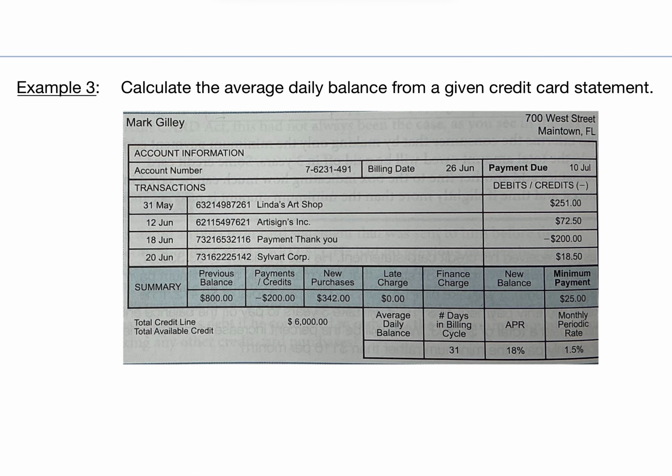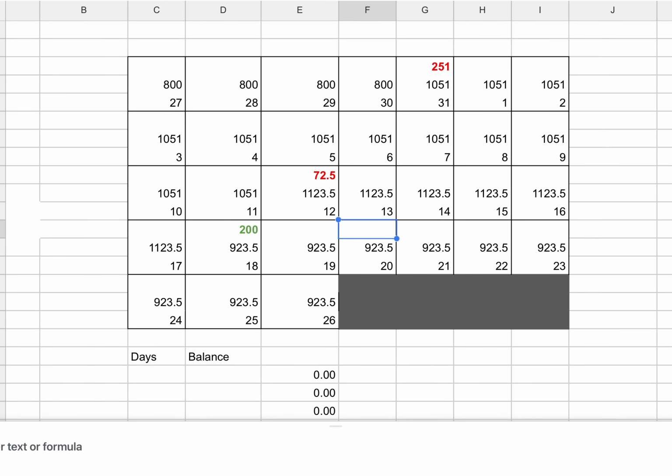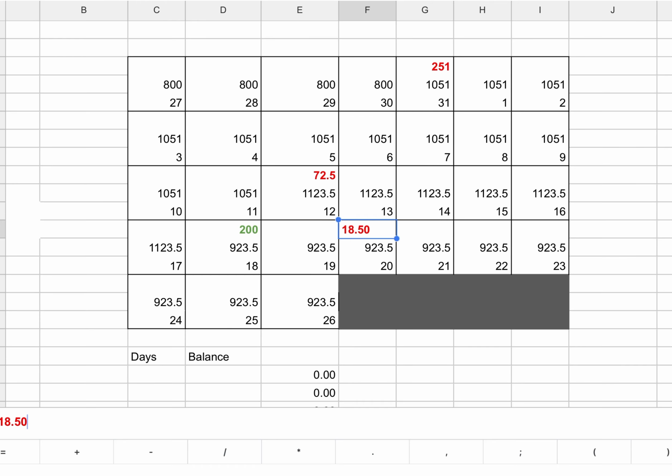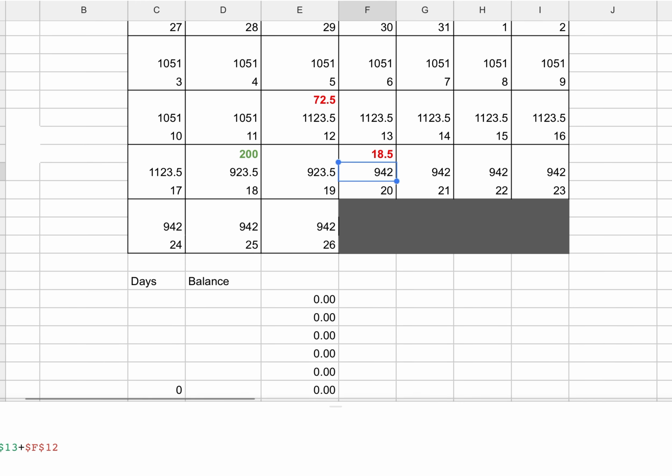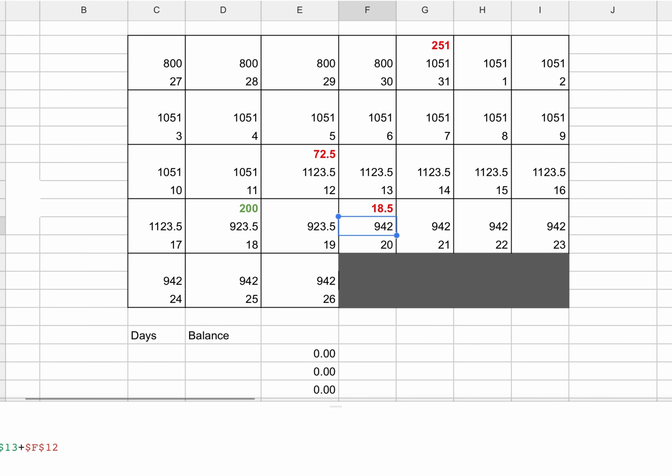And then the last transaction, which took place on the 20th of June, was in the amount of $18.50. So we're going to go ahead and put that amount in on the 20th of June, and that was $18.50.